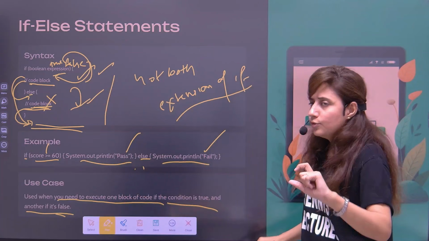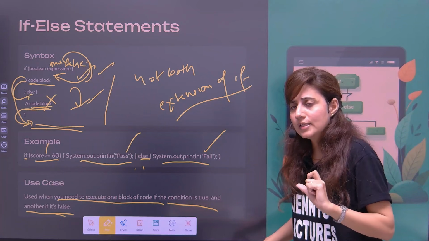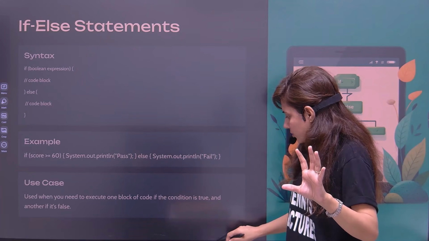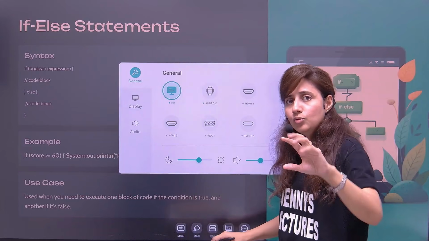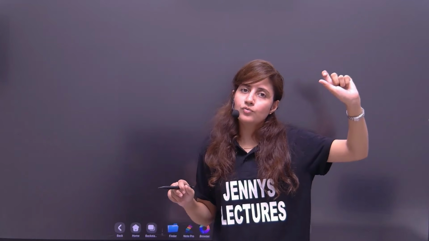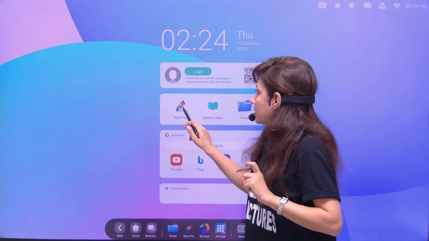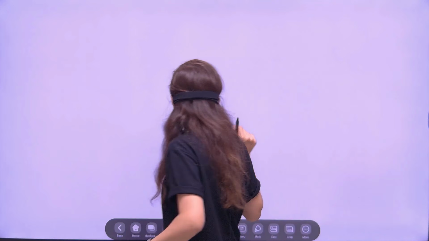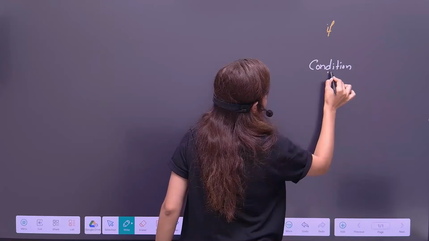Now, if I draw the flowchart of if and if else, then see. Now, I hope you got the working. So now it's up to you. You pause the video and try to draw the flowchart of the simple if statement as well as the if else statement, right? Pause the video and try this out.